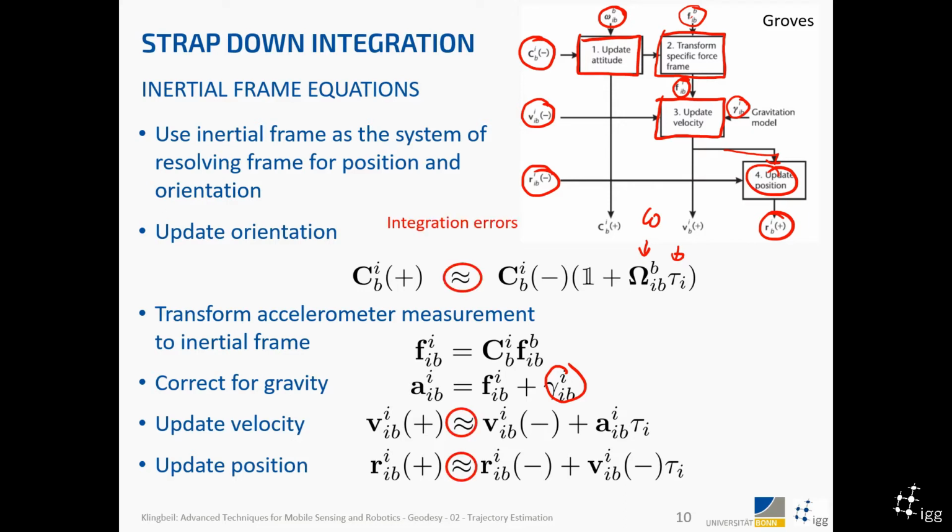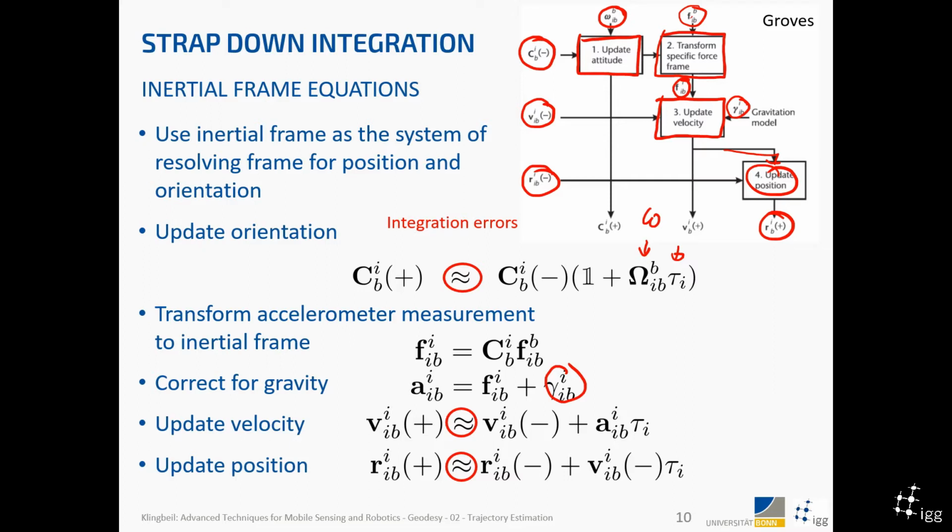All these equations here have some approximations inside, so it involves an integration, and these are integration errors. This is the simplest integration you can do, right? There are much more sophisticated integration algorithms like Runge-Kutta methods or similar things. This is just to show the basic idea and to show how this in principle works.